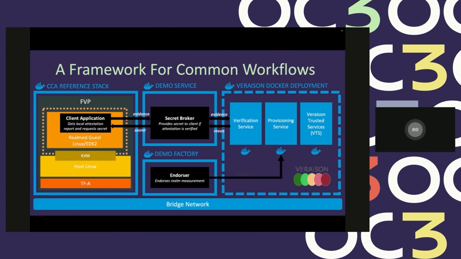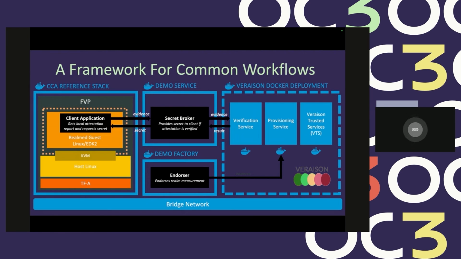Shown here on the right of the diagram, Veraison is an open source project within the Confidential Computing Consortium. Veraison provides reusable components that can be used to build verification services with a high degree of interoperability by making use of standardized data formats. Much like the CCA reference stack, Veraison can also be conveniently deployed in a set of containers, which we can then bring alongside the other components to create this staged landscape showing attestation and verification from end to end.